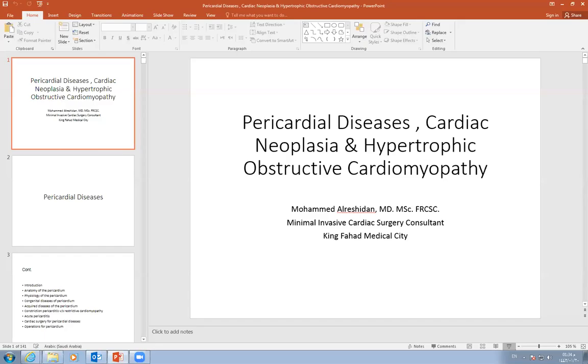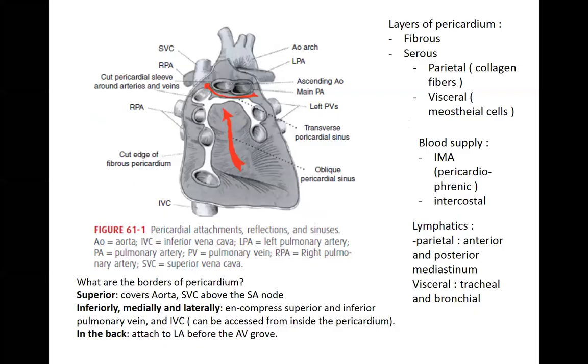Artery, which you call the pericardiophrenic or intercostals. Lymphatic, it's anterior and posterior mediastinals, and visceral, because it has a tracheal and bronchial lymphatic drainage. So as you can see, the boundaries of the pericardium, superiorly, it covers the aorta, SVC, and SVC above the SA node.